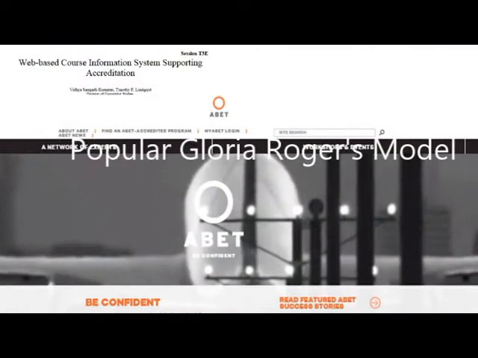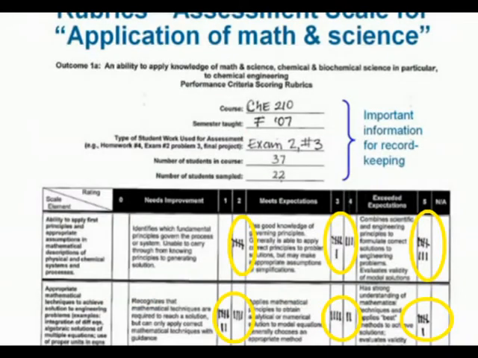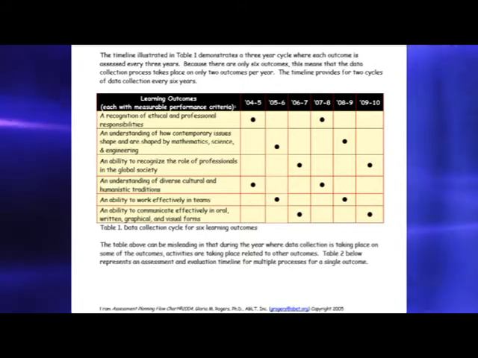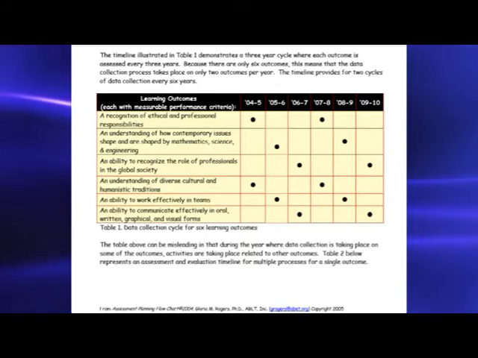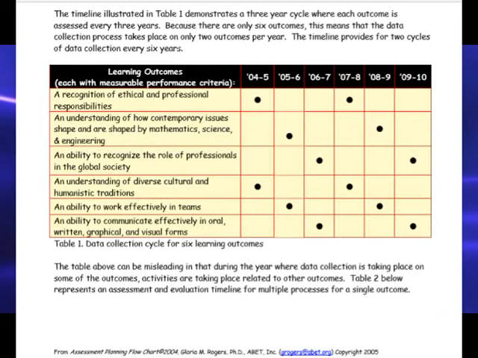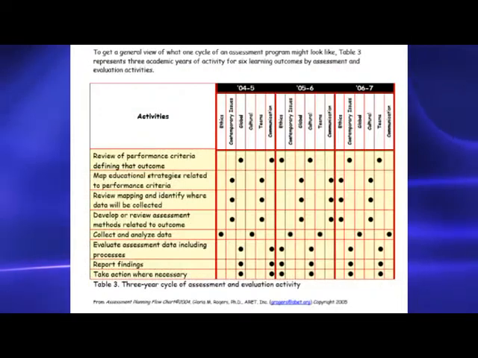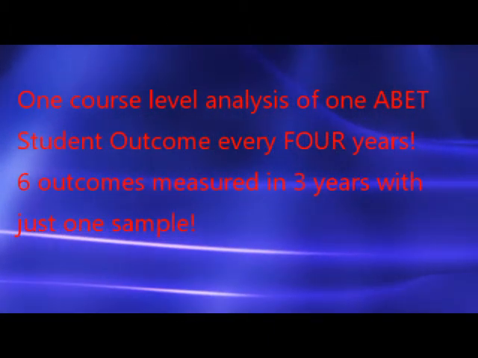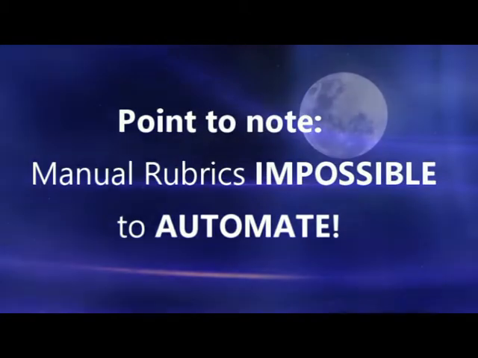The popular Gloria Rogers model, and you see the manual rubrics, which are actually impossible to automate. Just 6 out of 11 ABET engineering outcomes take 3 years. Now 11 outcomes would take 6 assessment and evaluation activities spread out over 3 years in different timings, with just 6 outcomes. 11 outcomes would be 6 years. Course level analysis every 4th year, 6 SOs measured with just one sample. The point to note: manual rubrics are impossible to automate.